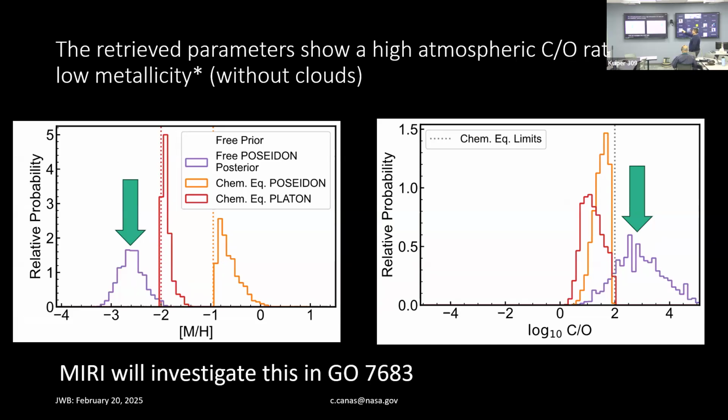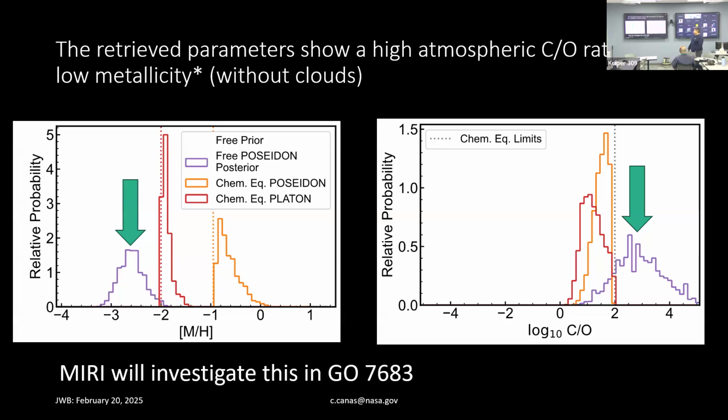Here I'm showing the retrieved parameters, which again suggest that we have something with a high atmospheric C-to-O, but also low metallicity. And this is without clouds. I'll get into the caveat in a bit. On the left, we're showing a bunch of the retrievals we ran: Poseidon and Platon with chemical equilibrium, and a Poseidon free retrieval, so we're not assuming chemical equilibrium. We're just letting the abundances float from -10 to 10 in log abundance. As you can see on the left, when you look at Poseidon or Platon assuming chemical equilibrium, no matter the grid you're using, you'll always run up to a tail that explains the sharp cliff we have on the left end.